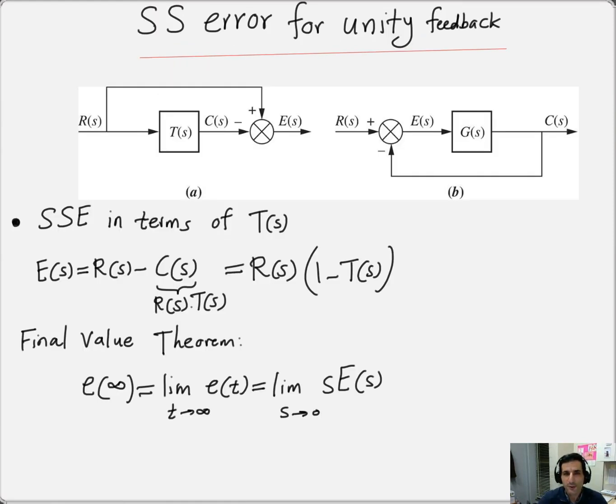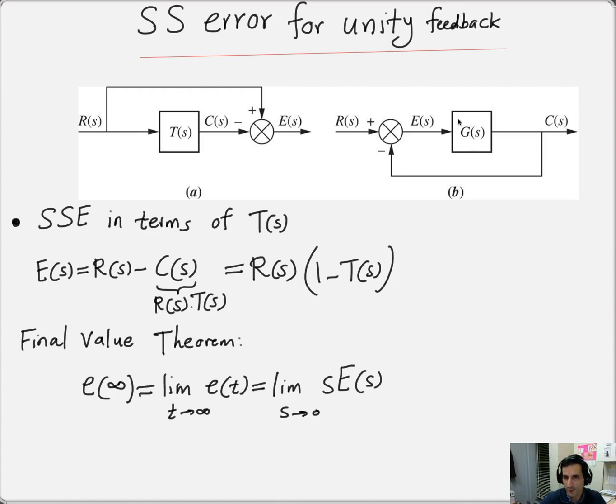So now the next thing I'm going to talk about is how to calculate the steady state error for unity feedback. I'm going to calculate this steady state error in general in two ways. One would be to find the steady state error in terms of the closed-loop system transfer function T of S, and another one is in terms of the open-loop transfer function G of S.